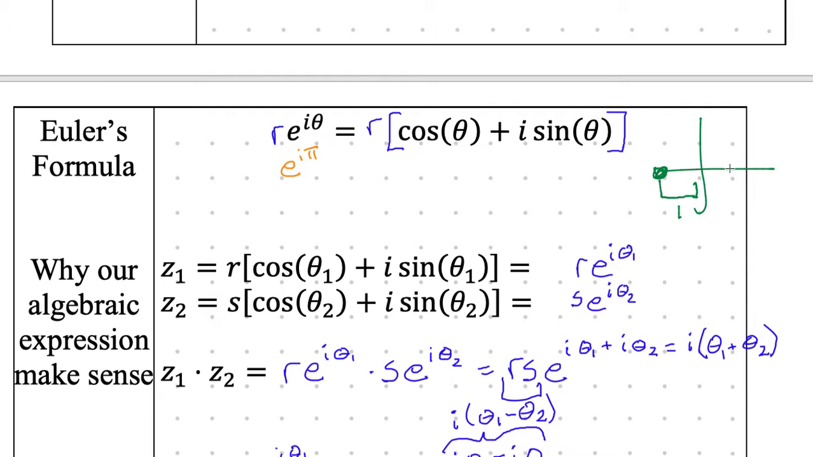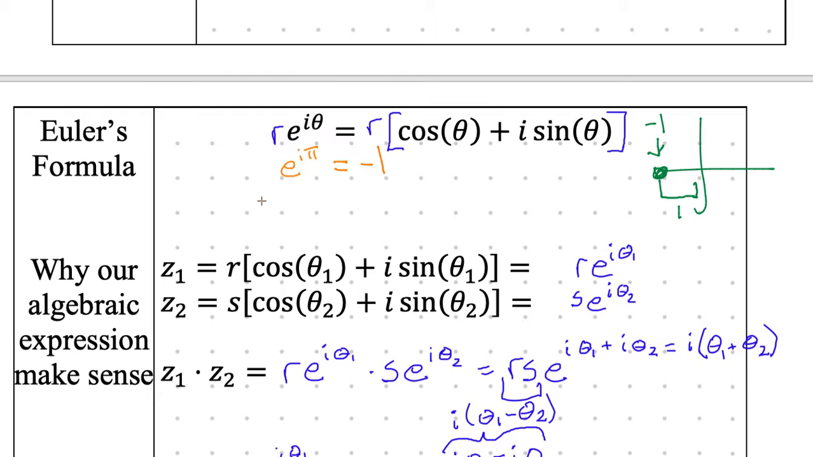It's pi radians, and I have a distance of 1. So what is this number? What is that number right there? That complex number is negative 1. So what we have said, and we're almost to that beautiful formula, is that e to the i pi is equal to negative 1. To get the most beautiful formula, just add 1 to both sides.